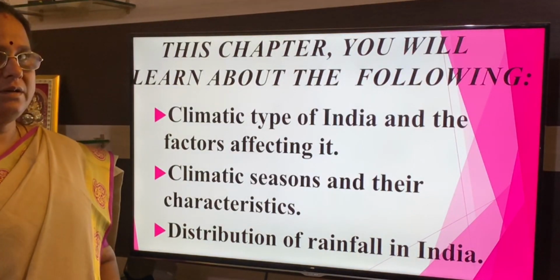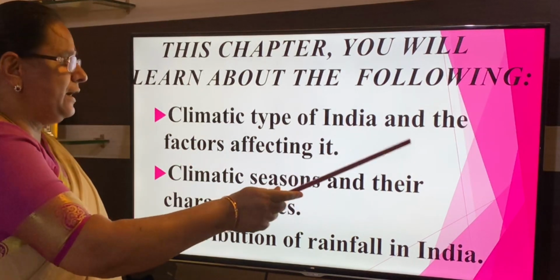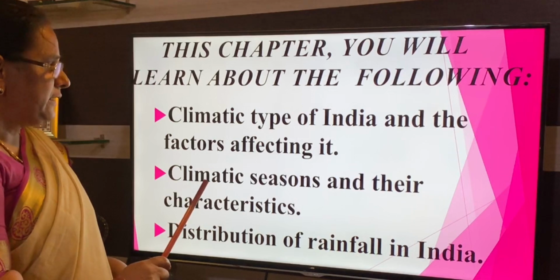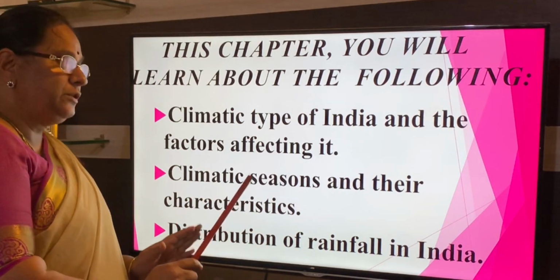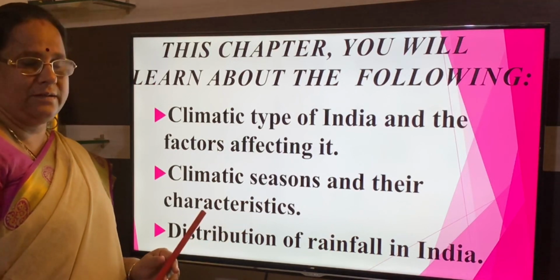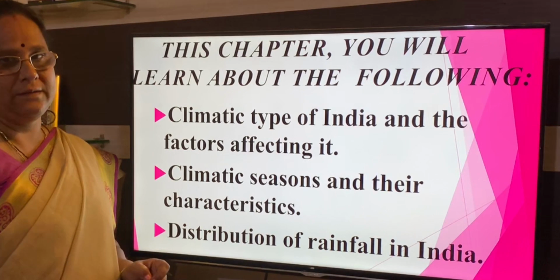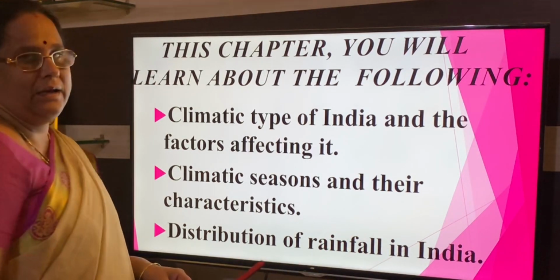In this chapter we have already learnt about the climatic types of India and the factors affecting it. With that we also learned the climatic seasons and their characteristics. We have learnt about 3 seasons and their characteristics. Still we have to learn about the retreating monsoon season, and with that, the distribution of rainfall in India.